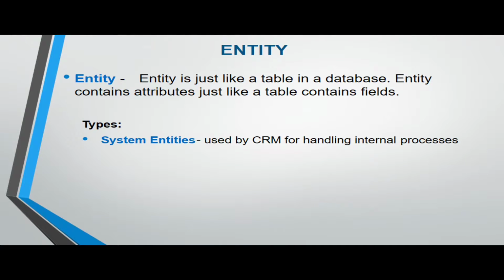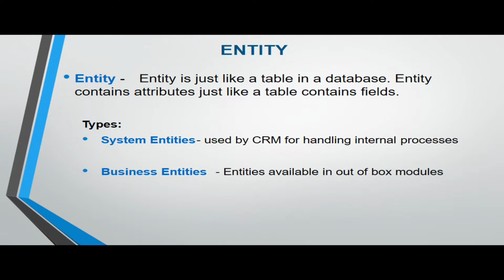If we talk about types of entities in CRM, there are three different types. The first one is the system entity, which is used by CRM for handling internal processes. So whenever you create an on-premise server, or you are given a new server with a default managed package of CRM installed on it, there are some system entities that are used by CRM for handling internal processes, and you can't edit them, you cannot handle them because they are used for CRM's own internal processes.